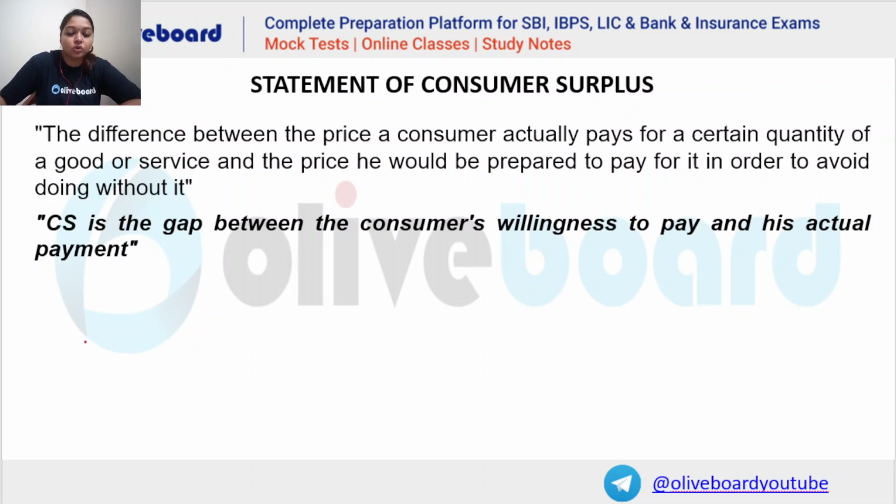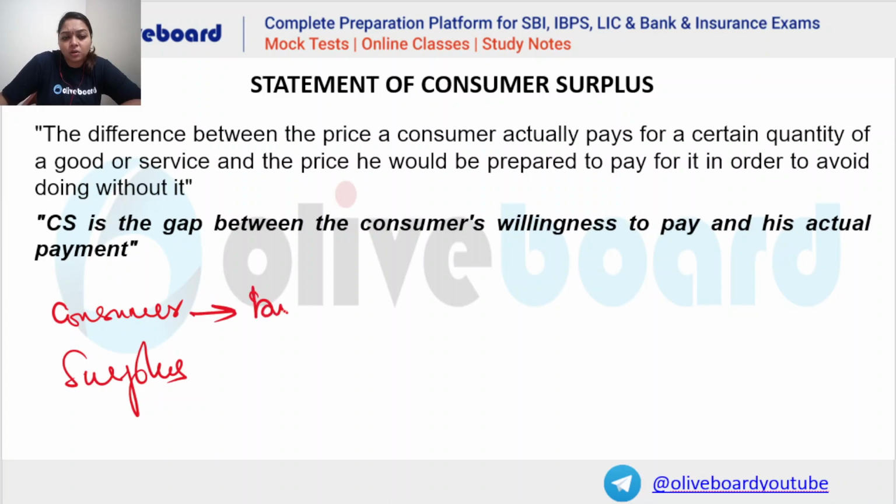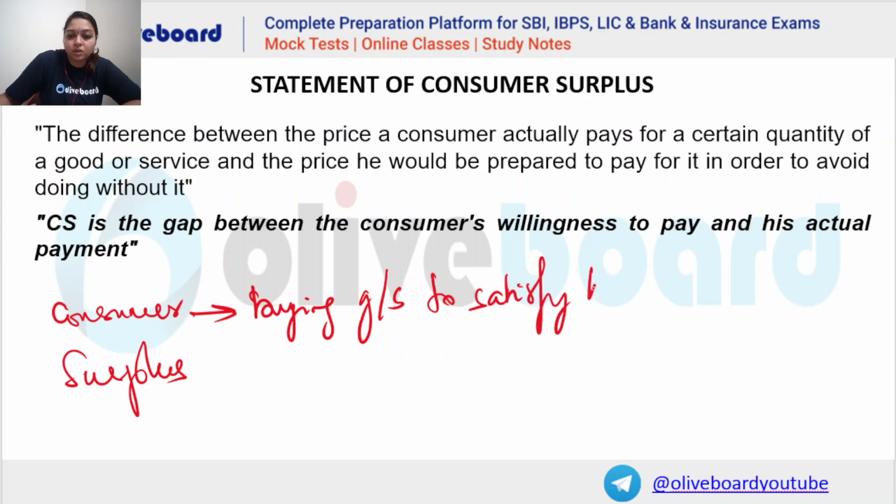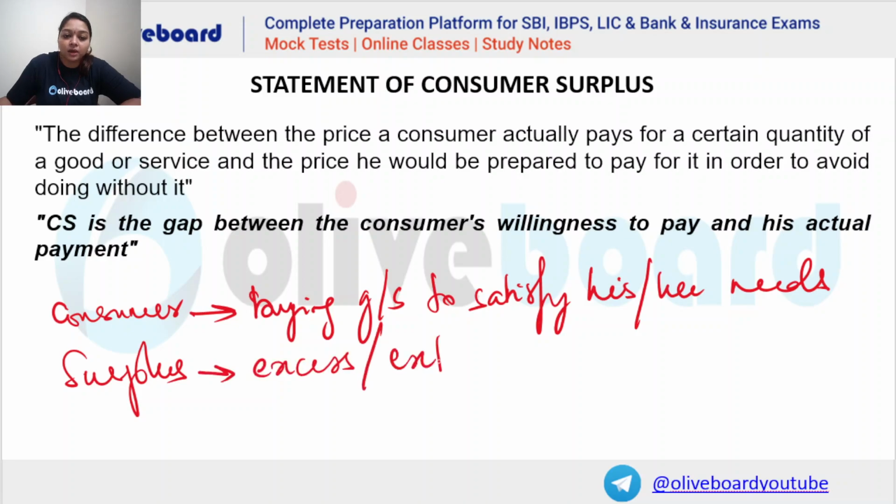Again we are going to use the divide and understand rule, where consumer is the first word and surplus is the second word, right? So who is a consumer? Anybody who is buying goods or services to satisfy his or her needs. Now what is surplus? Surplus means excess or extra, right?